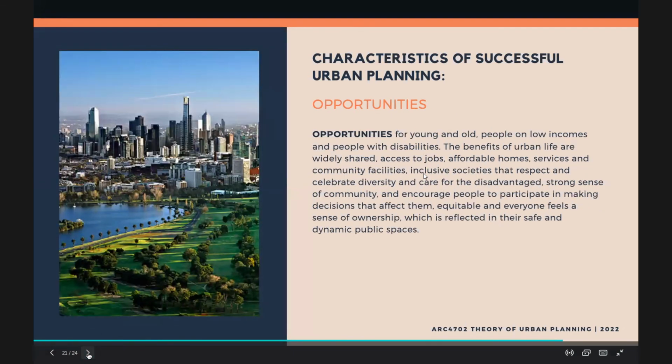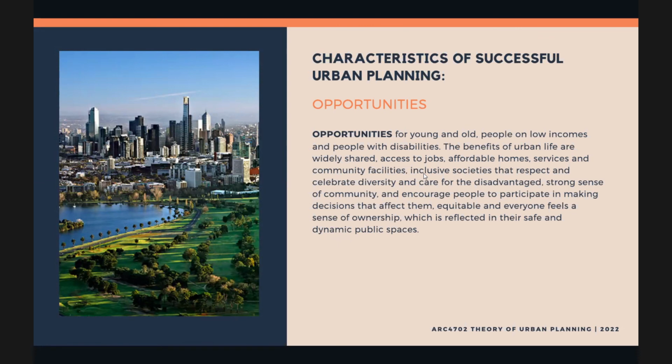Another one, the third one, is opportunities. So what do you mean by opportunities? Meaning that the city, the urban areas, provide opportunities for young and old, people on low incomes, and people with disabilities. So it is for everyone. So for the United Nations UN Habitat, their tagline towards Sustainable Development Goals for 2030 is inclusive cities for all. So in line with that, cities for all, opportunities is one of the characteristics, meaning that you provide opportunities for everyone.